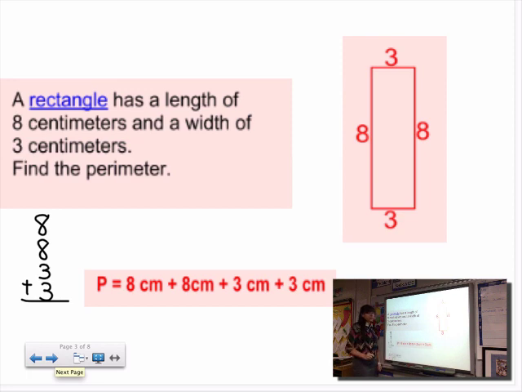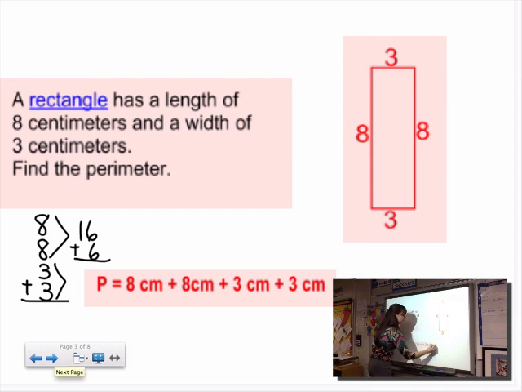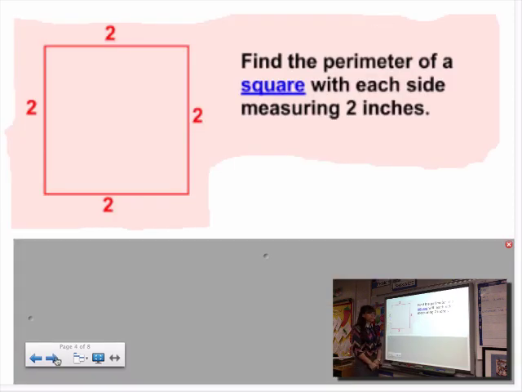In order to do that math, you might choose to set up a column addition problem, like 8 plus 8 plus 3 plus 3. And like always, Mrs. Taglia likes to chunk. I know that 8 plus 8 equals 16, 3 plus 3 equals 6. So the total perimeter now is broken down to a mental math problem of 16 plus 6, which we know equals 22 centimeters. So in this example, the perimeter is 22 centimeters. Let's look at another example of finding perimeter.